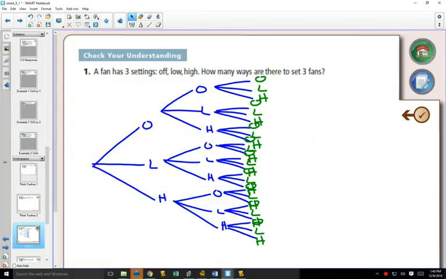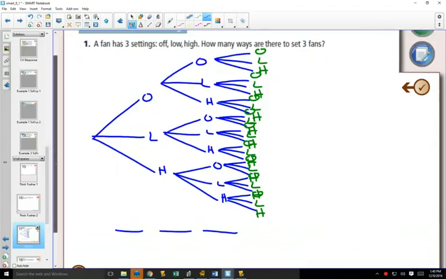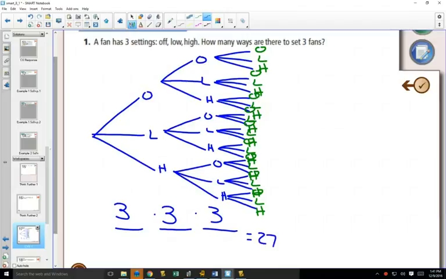And there's 27. Now, of course, we could have counted all 27 of those by doing our spaces instead. We have 3 decisions to make. How many choices do we have for our first decision? 3. Then our second decision, 3. And then our third, 3. Multiply them all together, and we get 27.